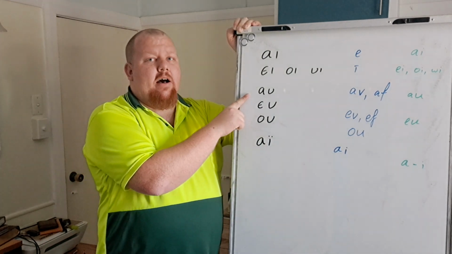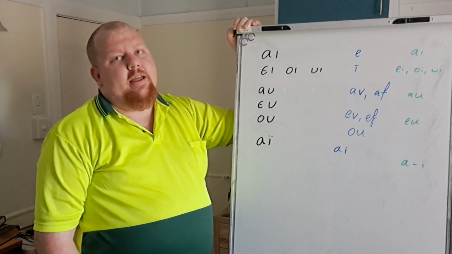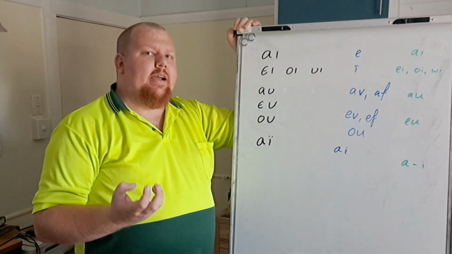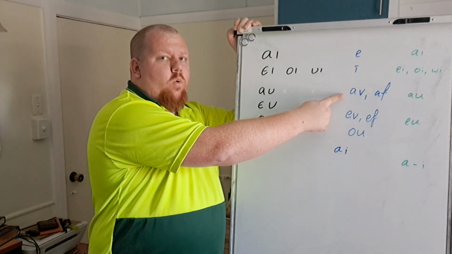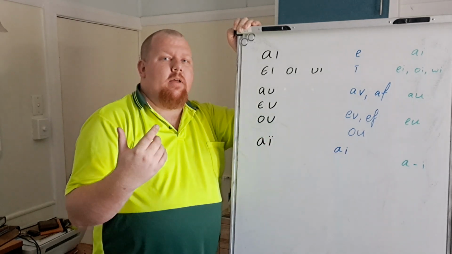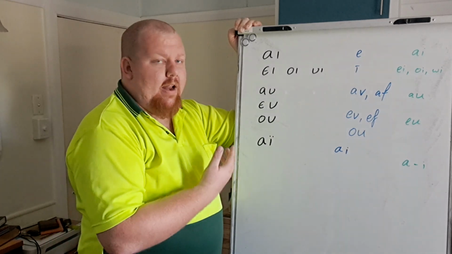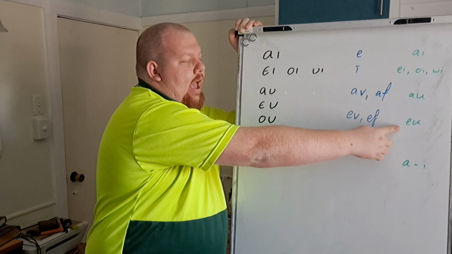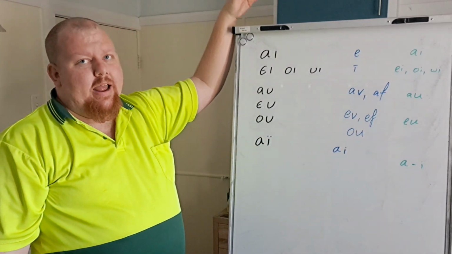Then you have alpha upsilon and epsilon upsilon, okay? In modern Greek, they kind of do the same thing. The upsilon takes a V or an F sound, so you have av or af, and ev or ef. So in classical Greek, in the Erasmian pronunciation, it'd be exactly as you would expect: au and eu.